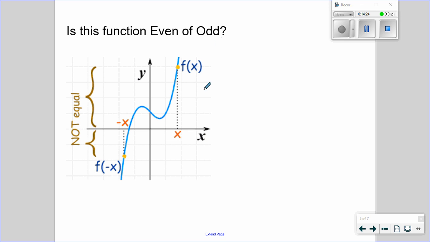Is this function odd or even? Okay, a lot of people think it's odd because they think they grab this and they rotate it and then fall on top of that. Problem is, that's not the origin. This is neither even or odd.